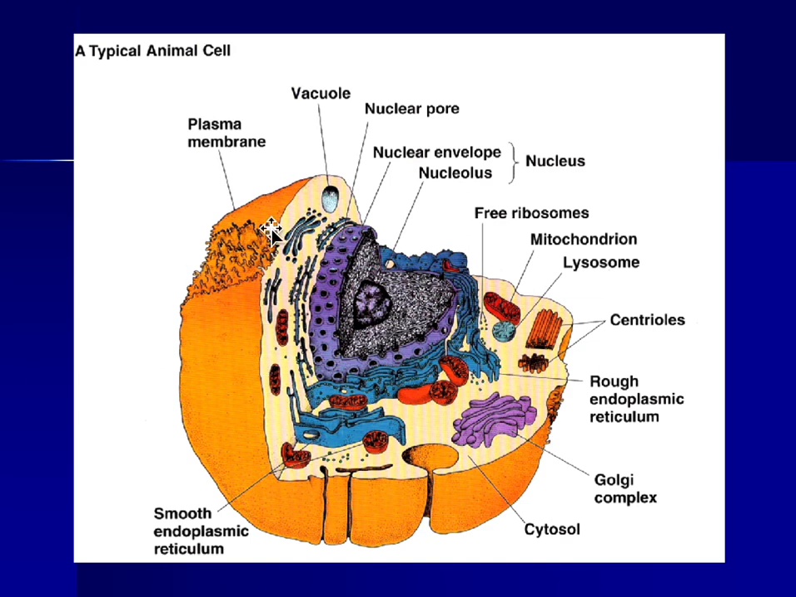And next, here is a typical animal cell structure. So we're going to start from the most inner structure, which is the nucleolus. Okay, and then this structure over here is the nuclear envelope, and you can see nuclear pores on the nuclear envelope.